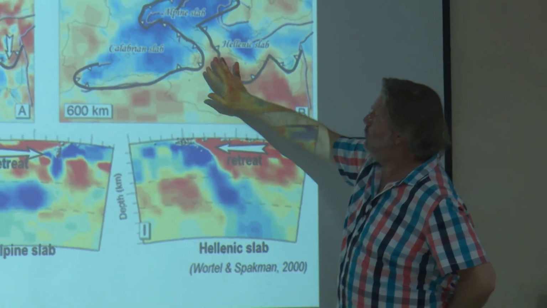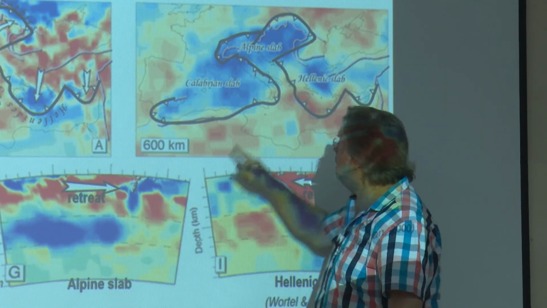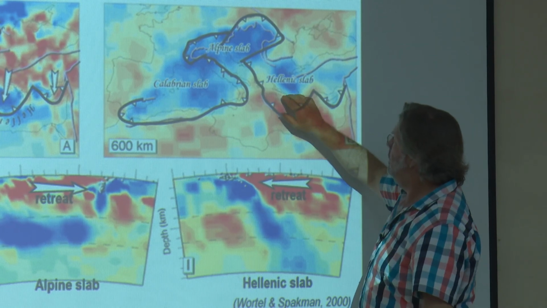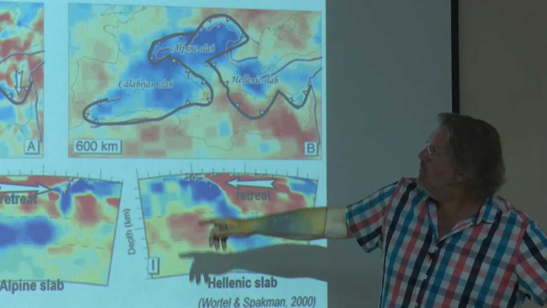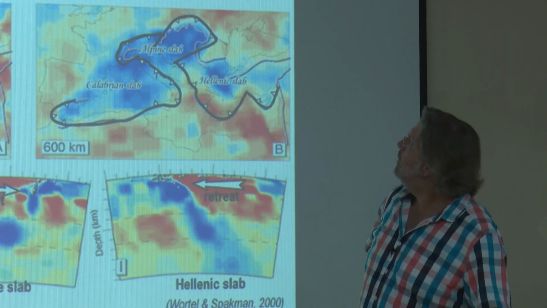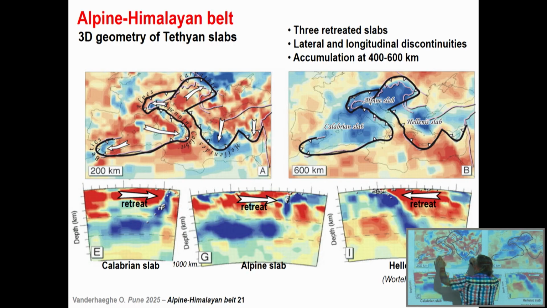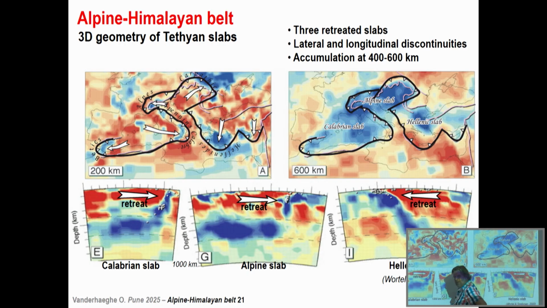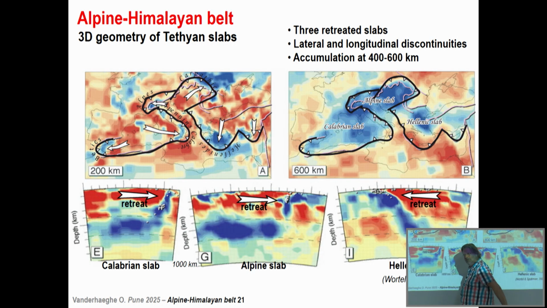So 600 kilometers is a good slice to show the slab graveyard, all the places where slabs have been accumulating, except beneath the Aegean, where the plate is going down. So in other words, in that system, you had three retreated slabs. Two were plunging towards the north and then retreated towards the south, and one was plunging towards the south and retreated towards the north. So it's something like this, right? Well, one slab is much thicker than the others, but they go like this. You see?